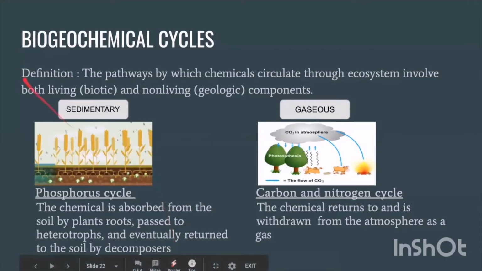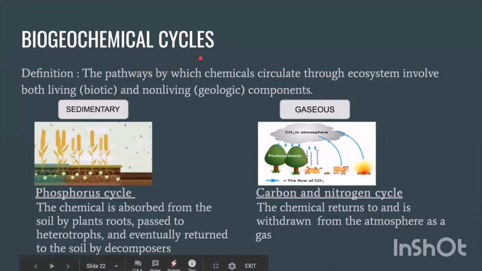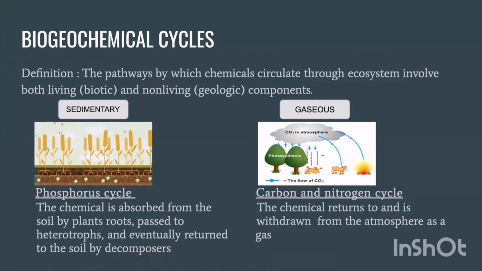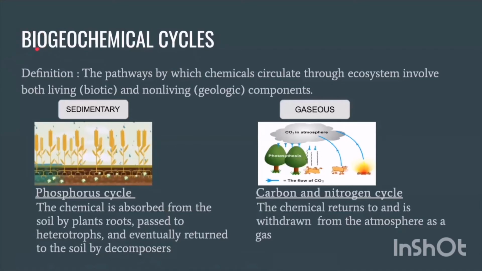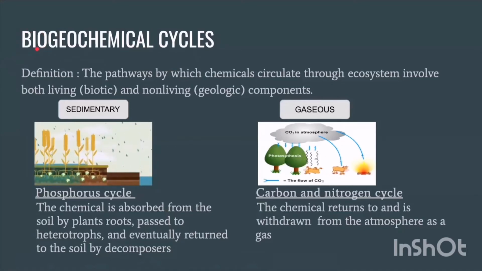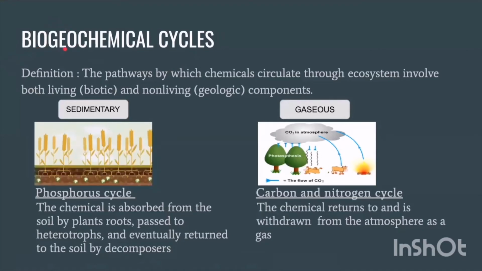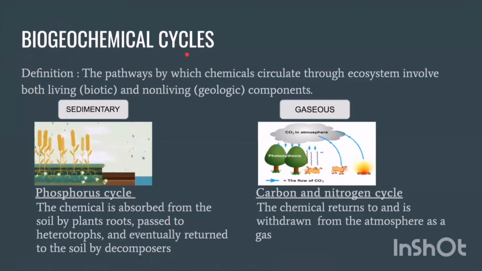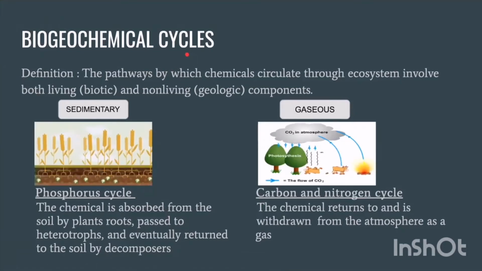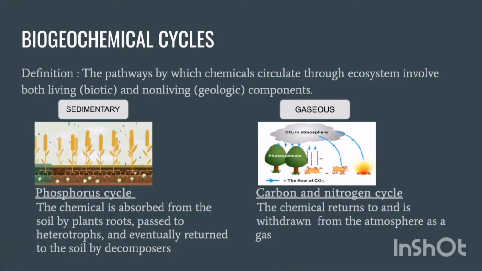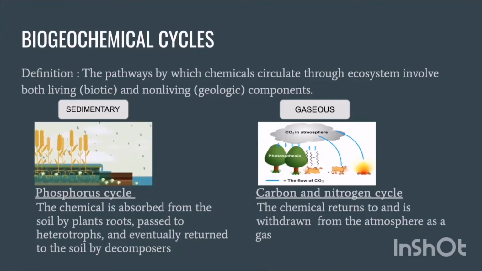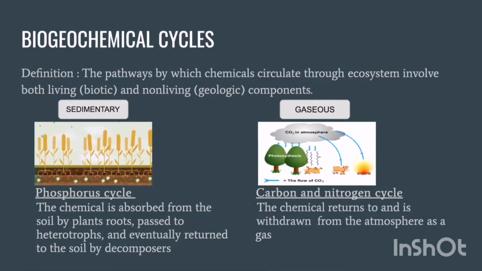So, what are biogeochemical cycles? As the term biogeochemical cycle itself tells us, it involves biological, which means life or living, geological, which describes earth or non-living, and chemical, such as the nutrients and chemical compounds themselves, and the cycles. So if you put together all these four terms, biogeochemical cycles can be defined as the pathways by which chemicals circulate through ecosystems, involving both living and non-living components.